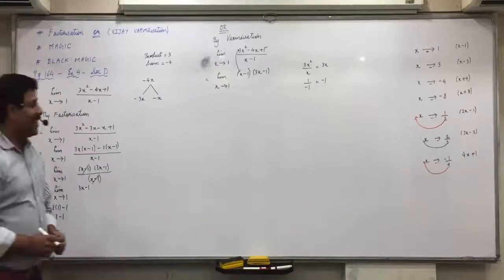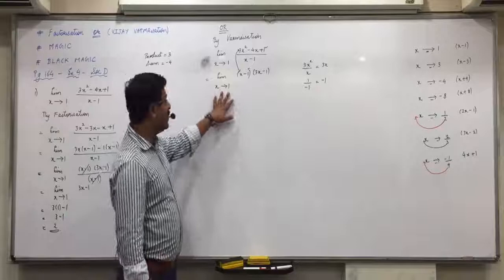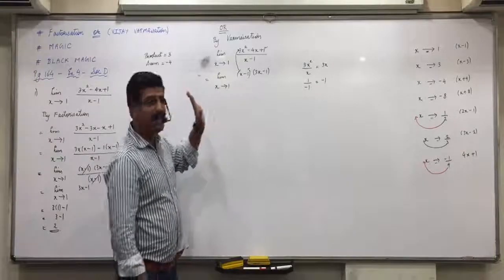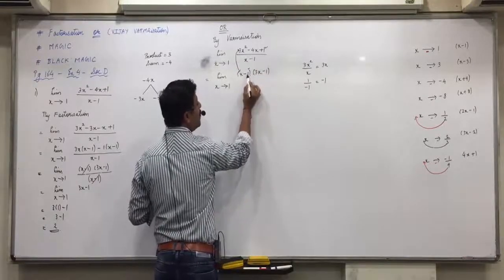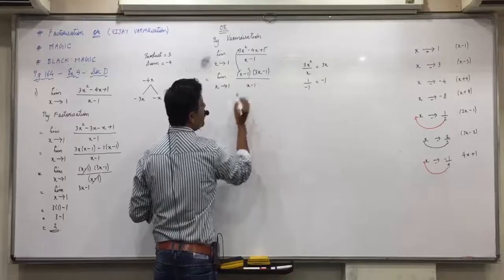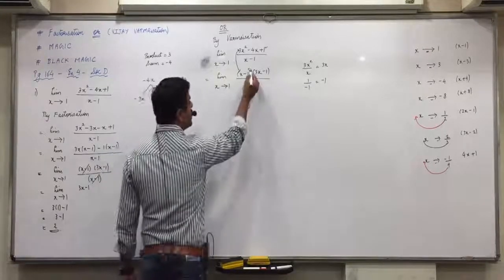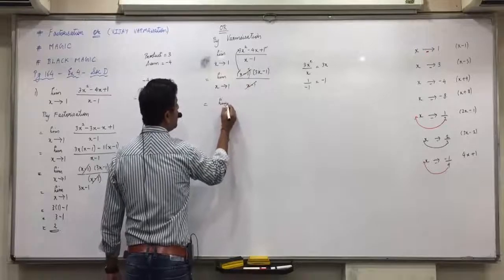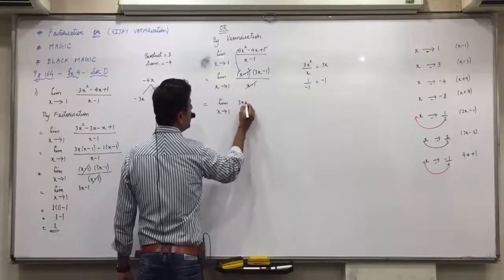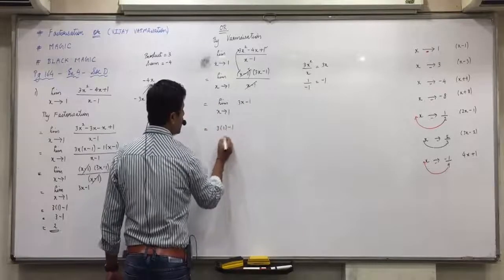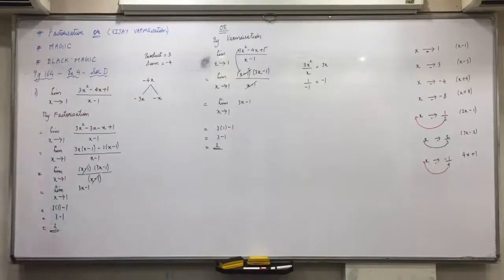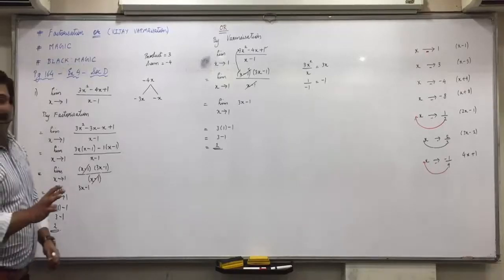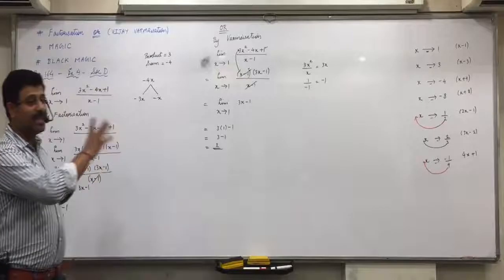Factorization. x tends to 1, so one of the factors is x minus 1. And second factor, 3x squared divided by x, 3x. 1 divided by minus 1, minus 1. Denominator x minus 1. Okay? x minus 1 gets cancelled. Limit x tends to 1, 3x minus 1. 3 into 1 minus 1, 3 minus 1, 2. Did everyone understand this portion? So, whosoever is having trouble with factorization can use this.